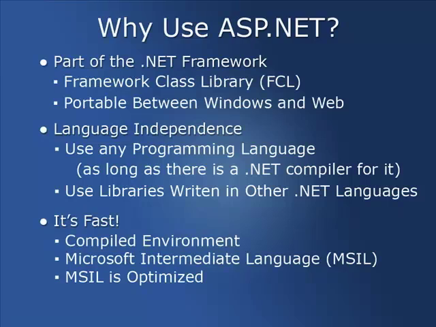MSIL is what makes language independence work, because every .NET compiler takes your code and converts it to MSIL. The MSIL generated by the compiler is already optimized. The only way to optimize it further is to optimize your own code. So you don't have to purchase any third-party tool to optimize the MSIL.